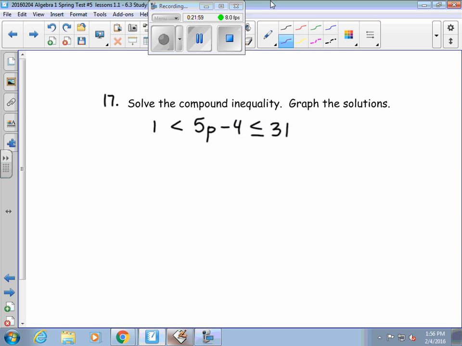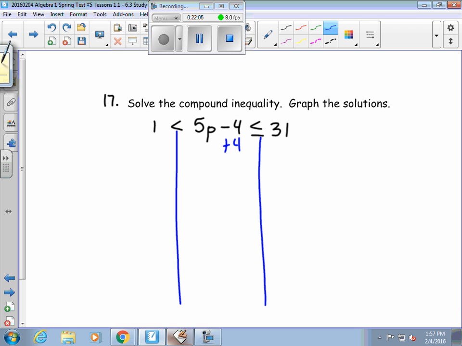Solve the compound inequality and graph the solution. So you have a compound one now. You've got a left side, a right side, and a middle. Undo minus 4 by adding 4. Do it here and here. You have to do it to all 3 sections.